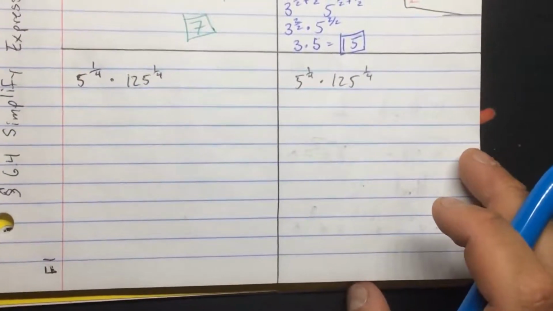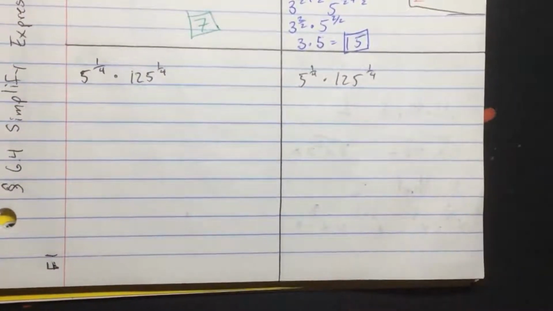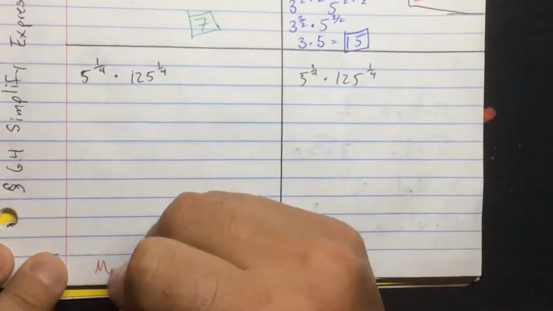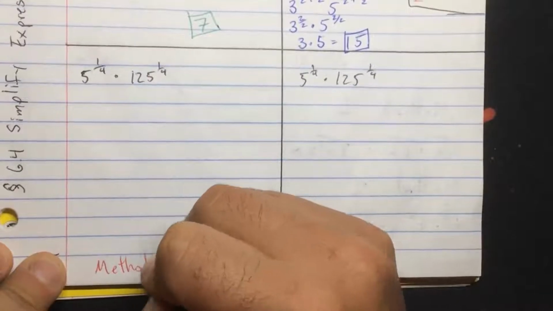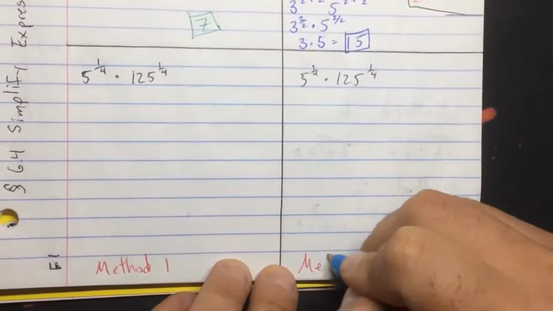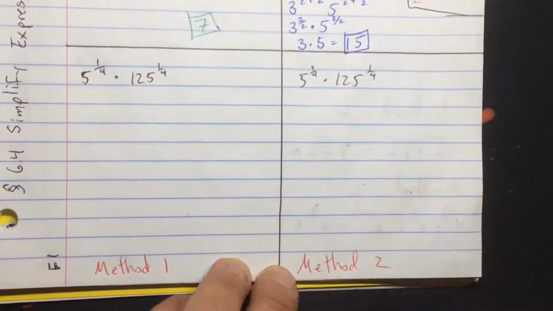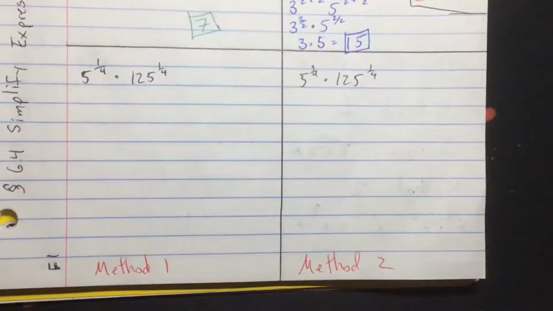This is part 3 of Foldable number 1. For this one, we're also going to use two different methods. On this side, we're going to use method 1, and on this side, we're going to use method 2. We're going to get started and do method 1 in blue first.